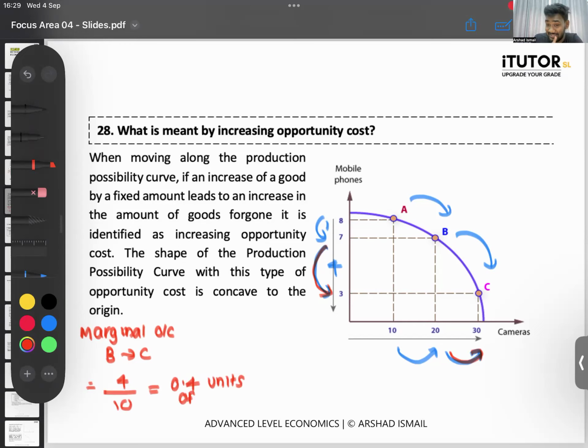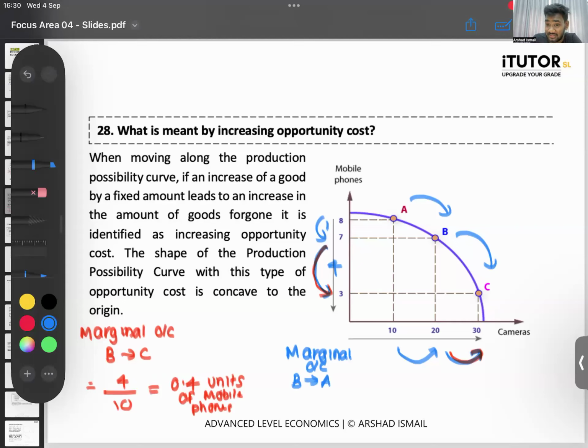What are we sacrificing when going from B to C? We're sacrificing mobile phones, 0.4 units of mobile. We'll do another one the other way around. We'll say B to A. Can you all give me this? The marginal opportunity cost of going from point B to point A.